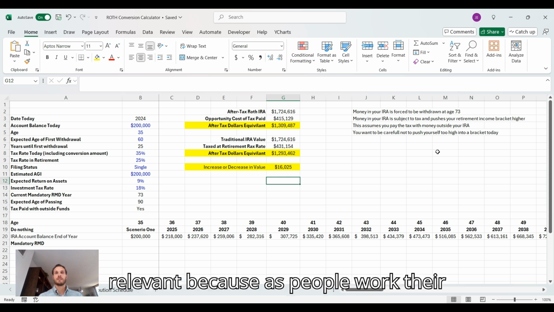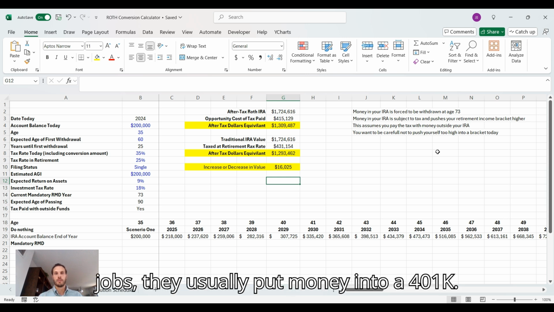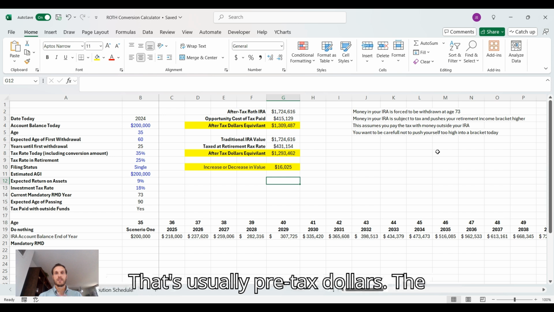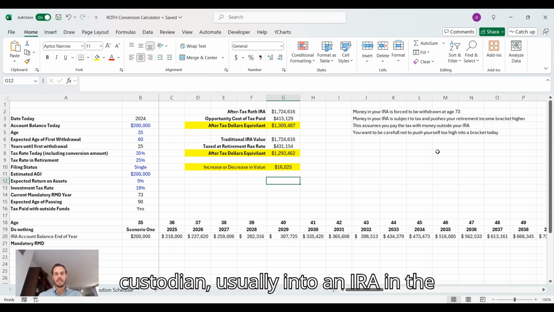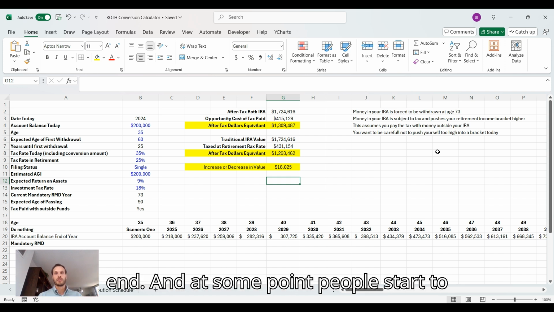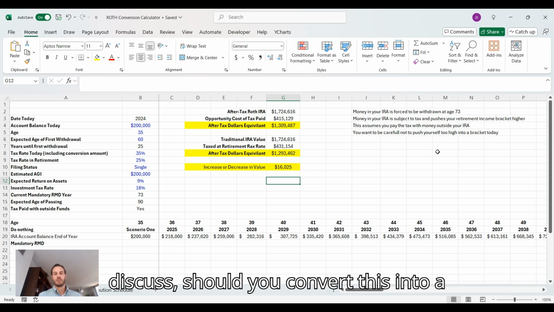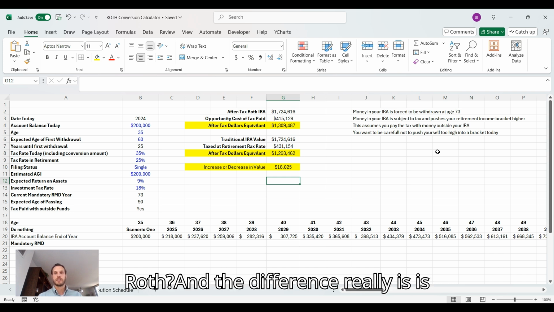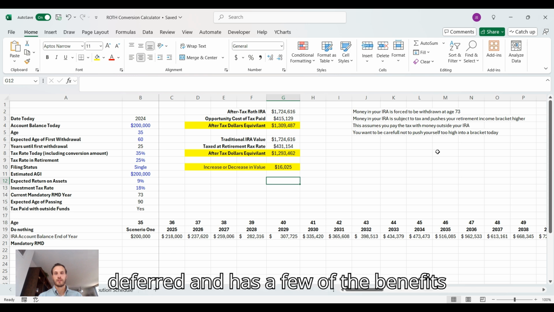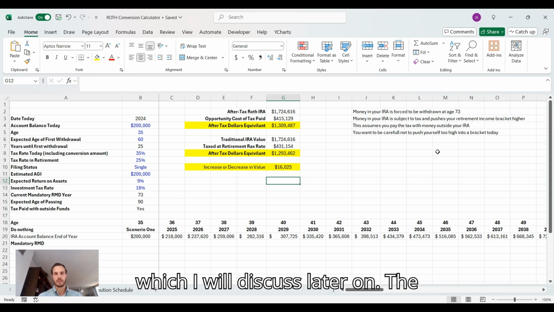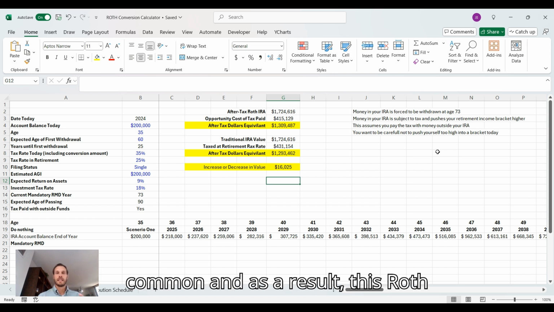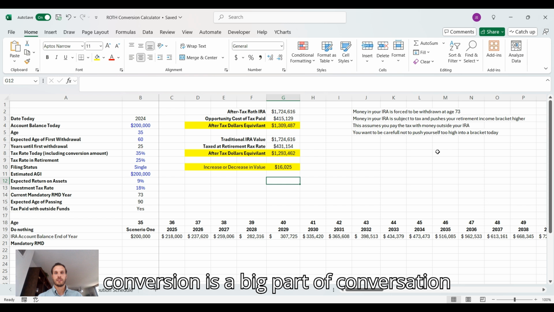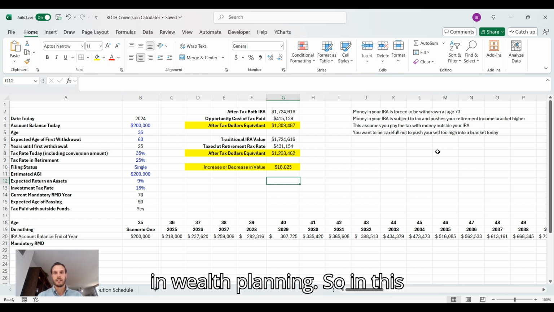And this is relevant because as people work their jobs, they usually put money into a 401k. That's usually pre-tax dollars. The 401k rolls out of the 401k custodian, usually into an IRA in the end. And at some point, people start to discuss, should you convert this into a Roth? The difference really is because the Roth money can grow tax deferred and has a few other benefits, which I will discuss later on. The traditional IRA is just more common. And as a result, this Roth conversion is a big part of conversation in wealth planning.